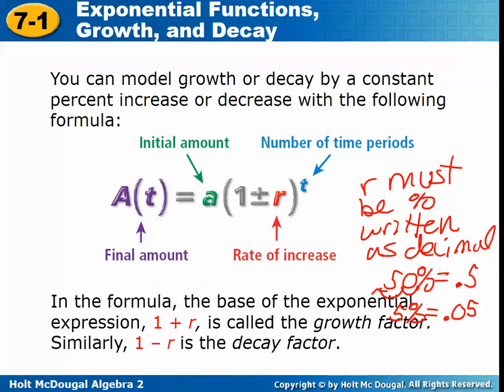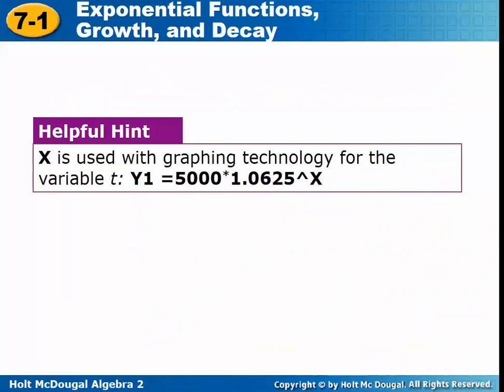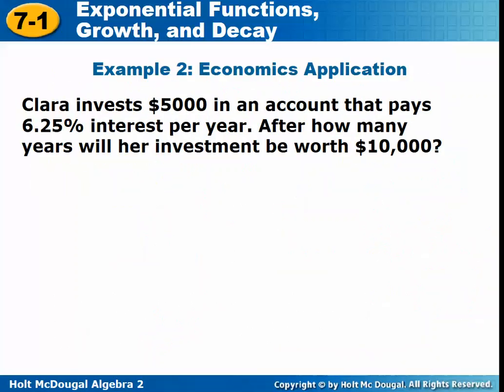So if it's exponential growth, it'll be 1 plus r. If it's exponential decay, it'll be 1 minus r. And it's t in the formula, but we'll use x in our graphing technology. There's not generally a t as a variable option. All right, let's look at this example. First, you have to decide whether it's exponential growth or decay, so you can use the right one, whether it's a plus r or a minus r.